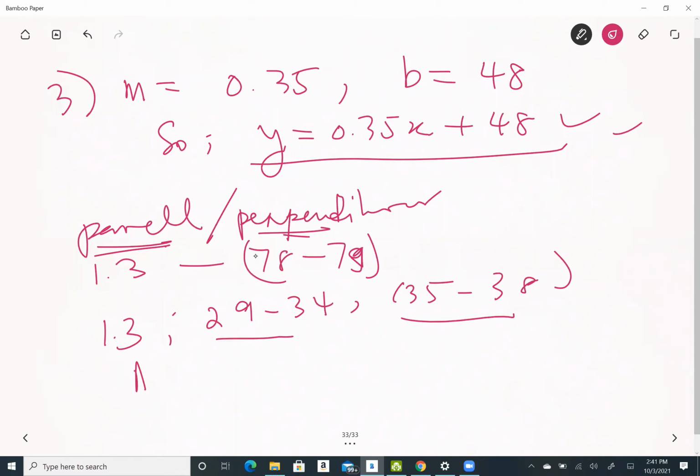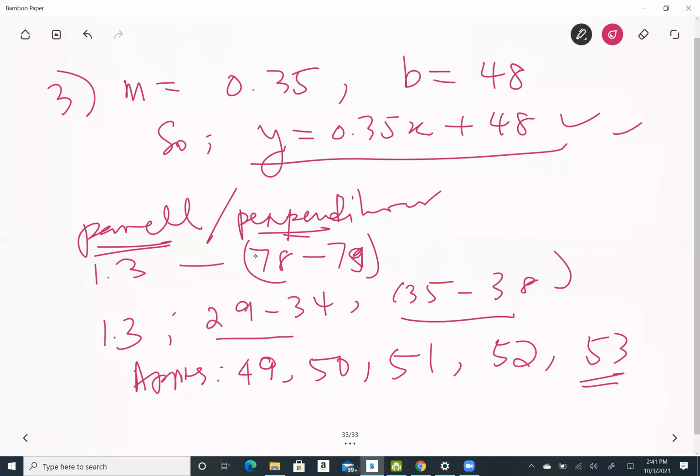Then for the application, I would like you to do number 49. That is related to depreciation, which is what example number 1 was about. Then you do number 50, 51, 52, and 53. This is application. I think this one may not be necessary. 49 up to 52.